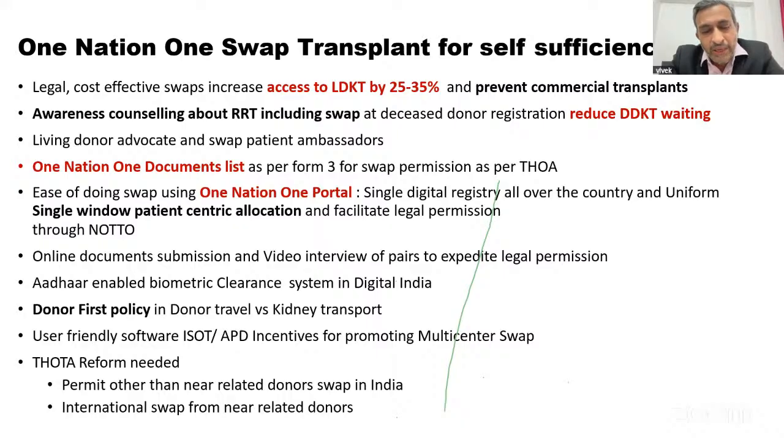Currently, in the Indian scenario, the majority are using only near-related donors. In certain states, with permission from the state government, especially in Kerala, they are giving permission for other than near-related donors as well, because of the high cost required for ABO-incompatible transplant. That can be implemented at the national level.